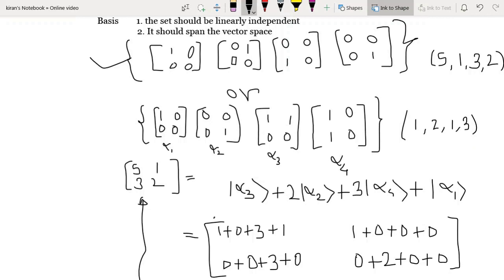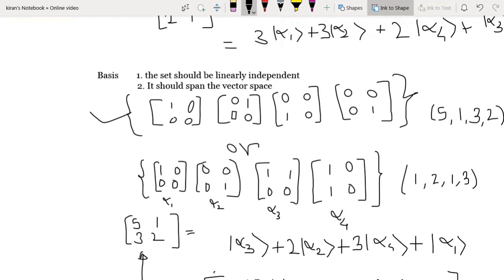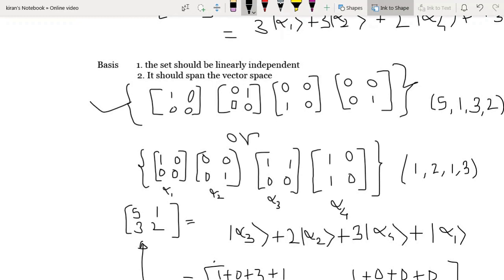Okay. Now what is the dimension of this particular 2 by 2 vector space? The dimension is the number of basis vectors. So how many basis vectors do I have? 1, 2, 3, 4. So the dimension of the space will be 4. So this 2 by 2 vector space is a 4-dimensional vector space.